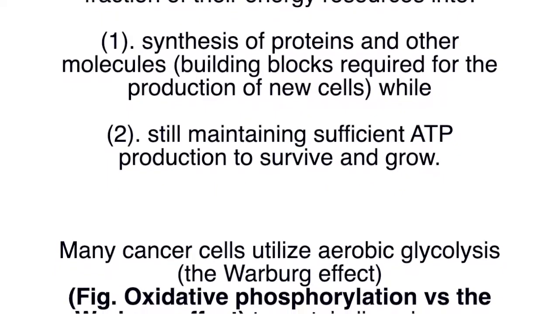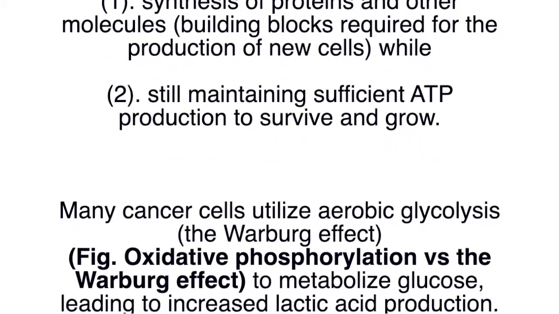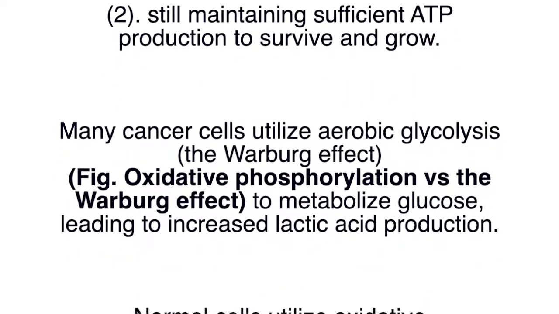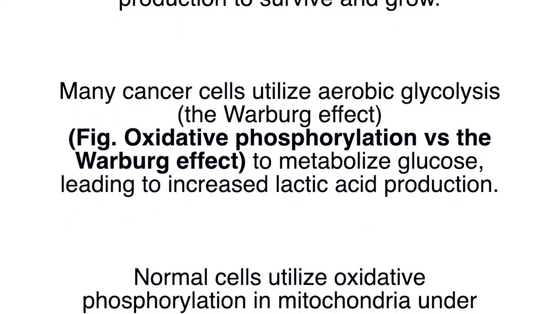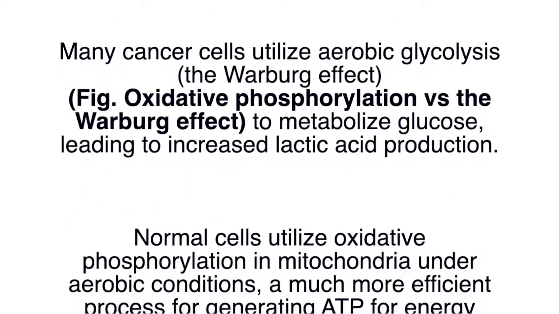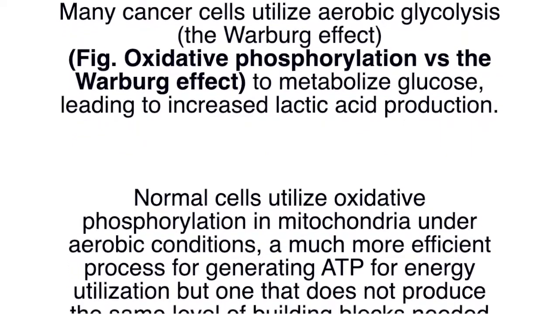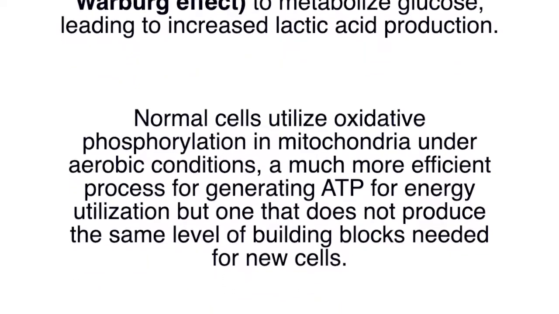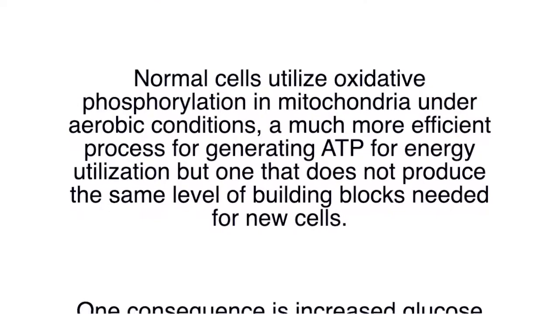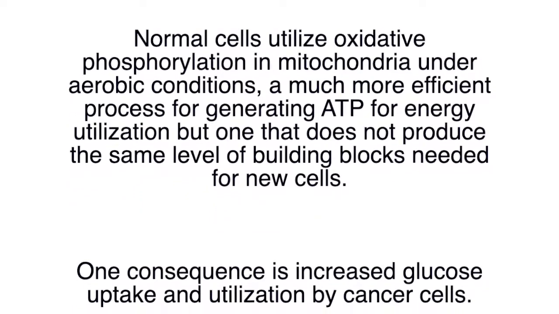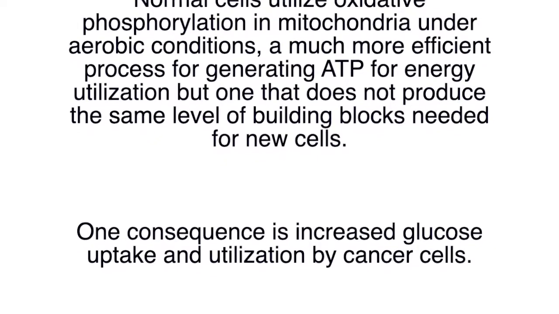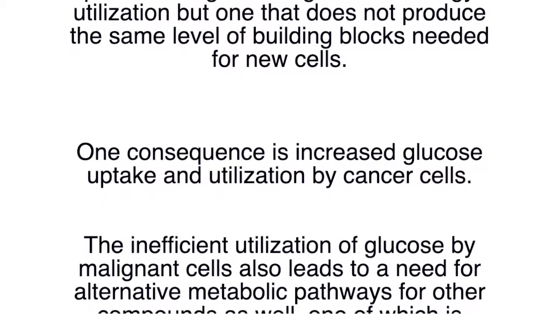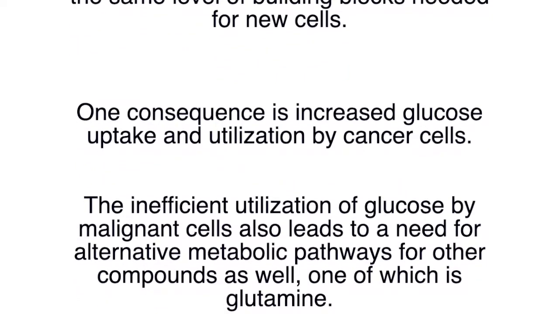Many cancer cells utilize aerobic glycolysis, that is the Warburg effect, you see the figure shown earlier, to metabolize glucose, leading to increased lactic acid production. Normal cells utilize oxidative phosphorylation in mitochondria under aerobic conditions, a much more efficient process for generating ATP for energy utilization, but one that does not produce the same level of building blocks needed for new cells. One consequence is increased glucose uptake and utilization by cancer cells.